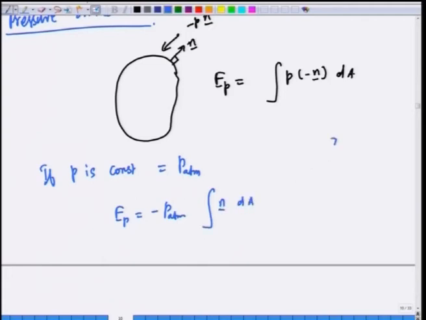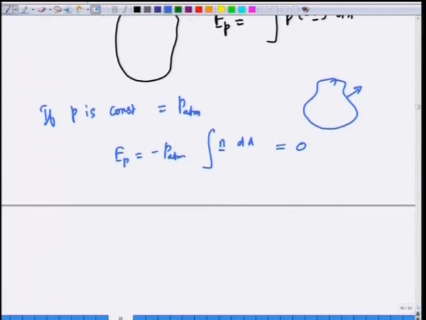Now, for any closed surface, if you take n like this and integrate it over the surface, it will be identically 0, just by symmetry it has to be 0. So, the net pressure force acting on a CV, if the pressure is uniform, like an atmospheric pressure, is 0.